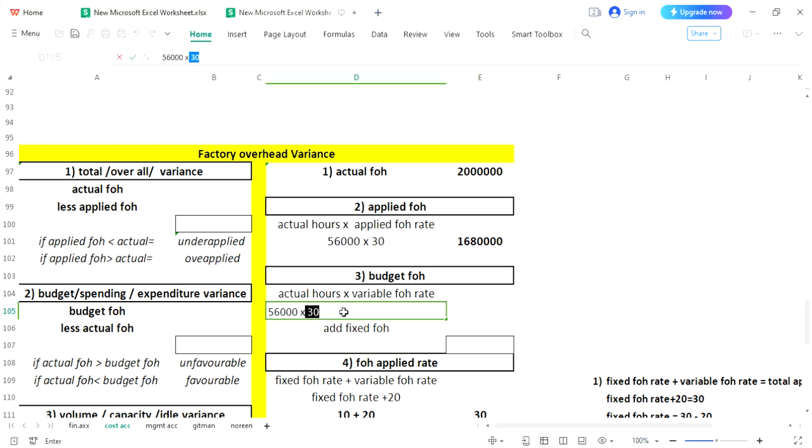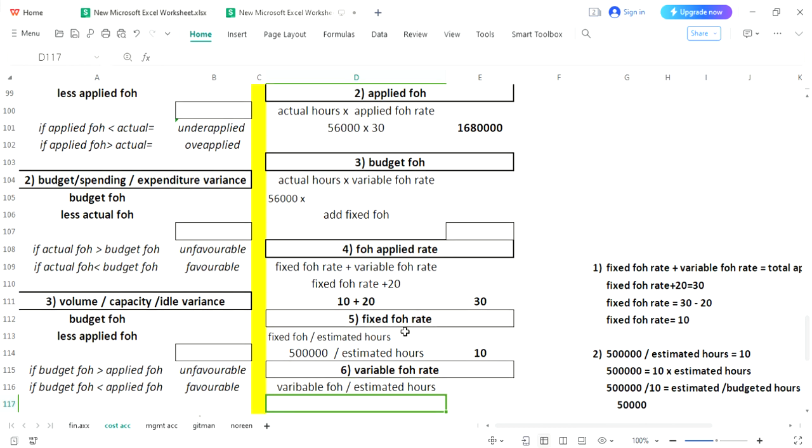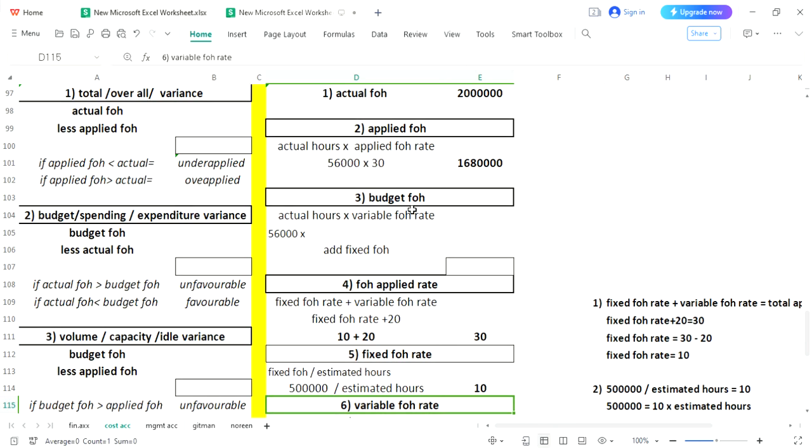It is supposed to be multiplied by variable FH rate. So what is variable FH rate? You can see here we have calculated variable FH rate over here, 20, and it was given in your question. Look at here, variable FH rate 20. It was given in the question, so we can use the same 20 over here. First statement is completed. We can calculate 56,000, it is multiplied by 20.